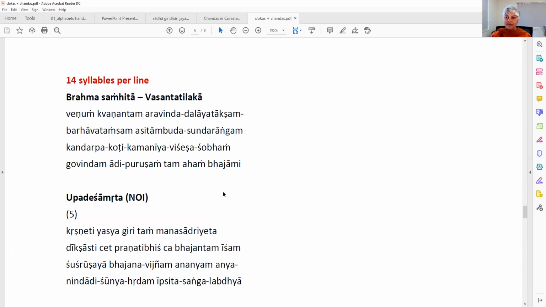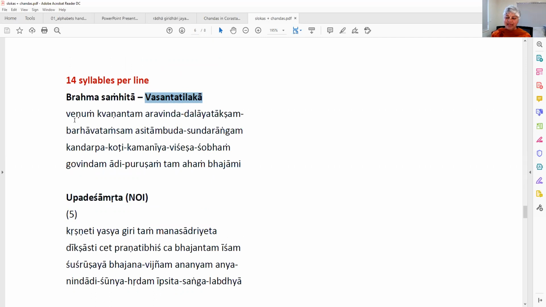Yeah. So we have Venum Kvanantam Aravinda Dalayataksham. So Venum Kvanantam Aravinda Dalayataksham, 14. So this is Vasanta Tilaka, which means the head ornament of spring. Vasanta Tilaka. It's so beautiful.